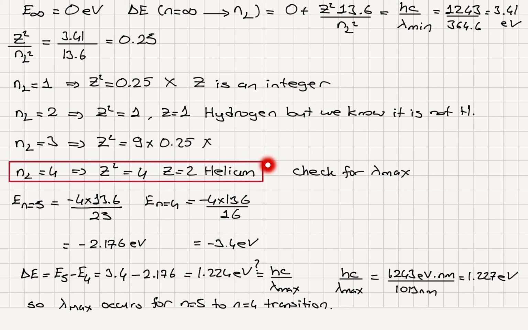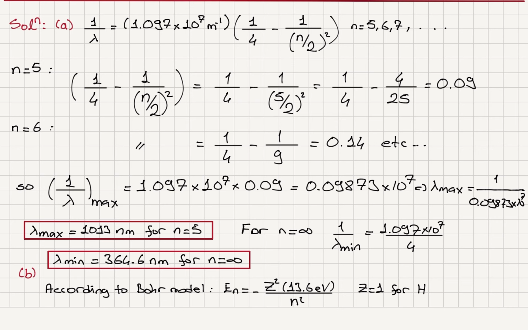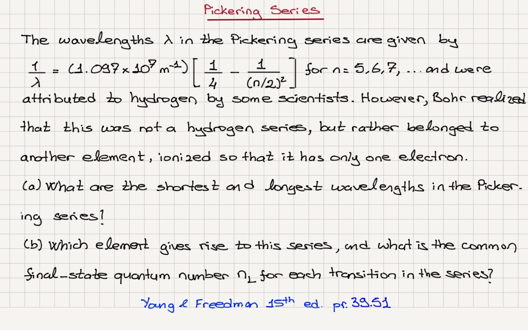It must be helium, and if I do the calculation according to the Bohr model, I do realize that the lambda max I calculated in part A corresponds to the n equals 5 to n equals 4 transition. So in this problem, we talked about the Pickering series, a series observed for quite some time and was attributed to hydrogen, but Bohr realized it wasn't hydrogen, but rather another element ionized so that it has only one electron.